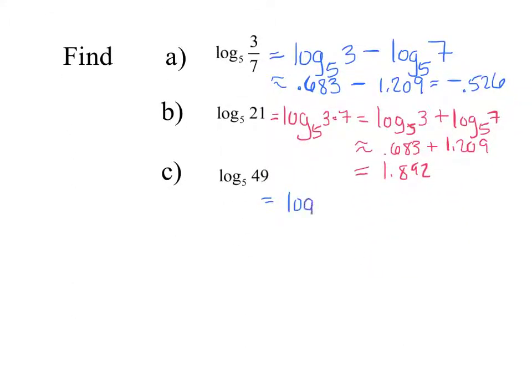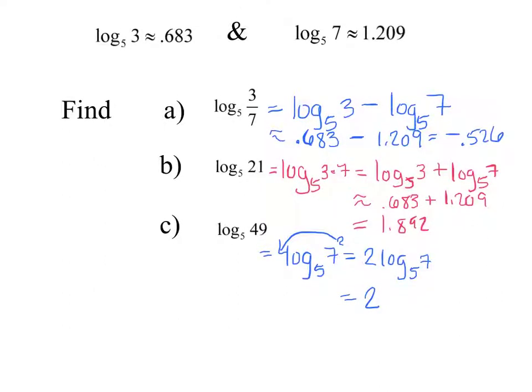And the very last one here, we've got log base 5 of 49. 49 can be written as 7 squared, and according to that last rule, I can take that 2 and put it out front. So I've got 2 log base 5 of 7. Now according to the problem here, log base 5 of 7 is 1.209, so I'm going to take that times 2, and I get 2.418.